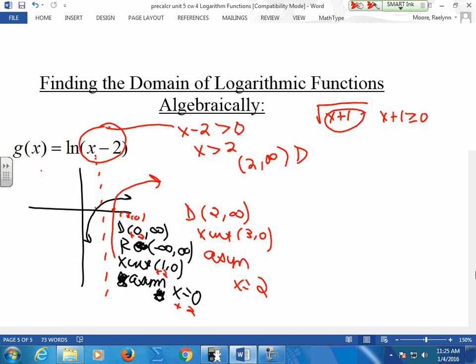We can find our domain algebraically as well, because your domain for a log has to be greater than 0. It cannot be 0. Try to put in a log of 0. It won't do it. A log of a negative number. It won't do it. So we could do it this way as well, and we can confirm it with the transformation, that it works that way. It's easy. Okay?